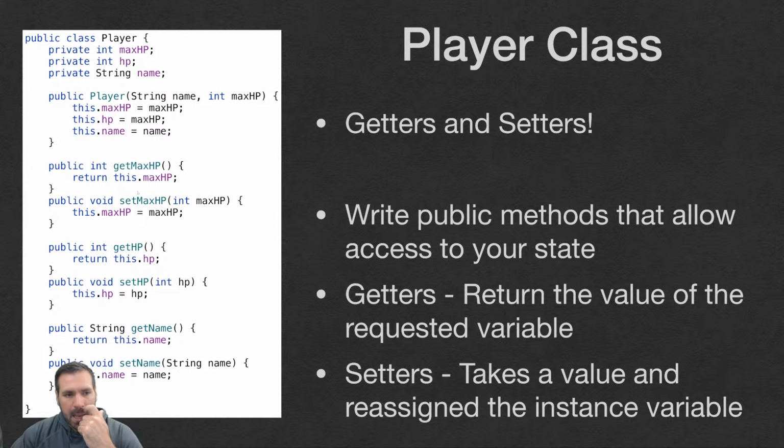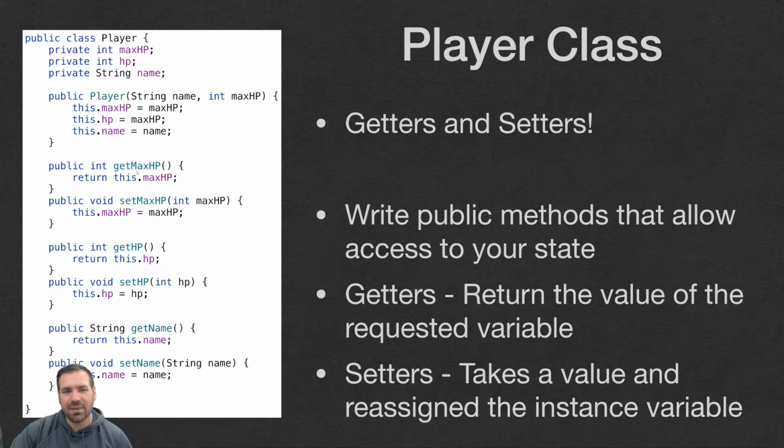So let's talk about it. We're going to make public methods called getters and setters. And this is how the outside world, any code outside of the player class, is going to interact with the state of objects of type player. So we have getters, which are going to have the syntax get and then the variable name. It's in camel case, so even though maxHP starts with a lowercase m, the second word gets capitalized, so it is capital M.